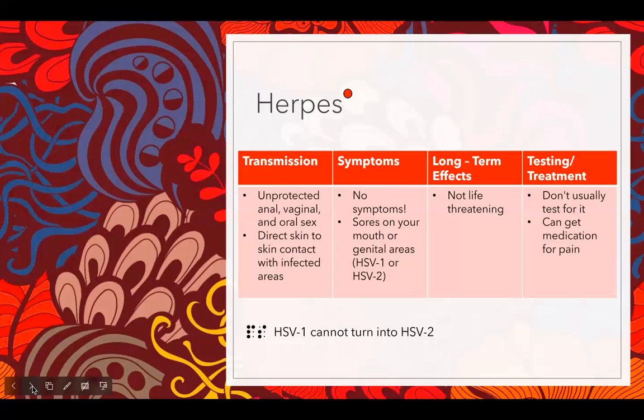Long-term effects, not life-threatening. You'll have an outbreak every now and then. Sometimes, some people never have outbreaks. When you do have an outbreak, you can take medication for it to ease the pain or to shorten the outbreak. Testing and treatment, like I said, physicians don't usually test for it because there's nothing that they can do about it other than give you pain medication, and that's the only treatment that you can get.